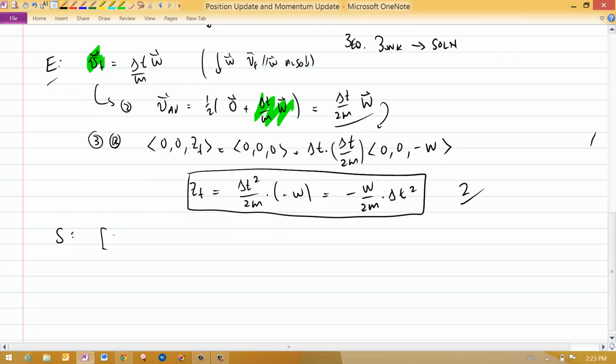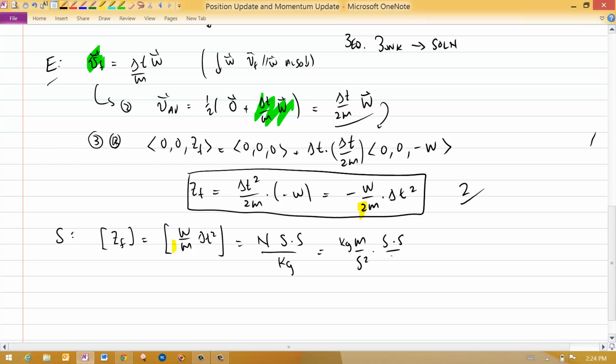Skeptic review. First, we'll check the units of our expression for z final. I've got weight, mass, delta t squared. Notice that the 2 is dimensionless, so I don't even have to put its units in. The weight has units of newtons, the delta t has units of seconds, so I have 2 of those, and then the mass has units of a kilogram. So a newton is a kilogram meter per second squared. I then multiply that by the second times the second and divide by the kilogram. Kilograms cancel, seconds cancel, and I have meters. So my expression at least is some distance. There are no unknowns in my answer, so I have solved a problem.